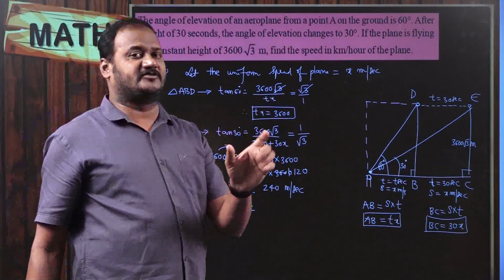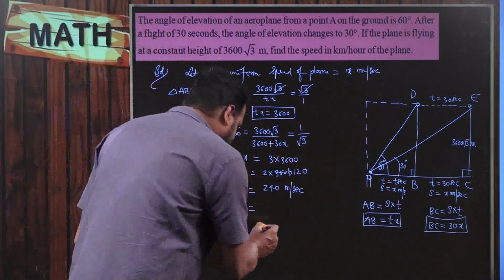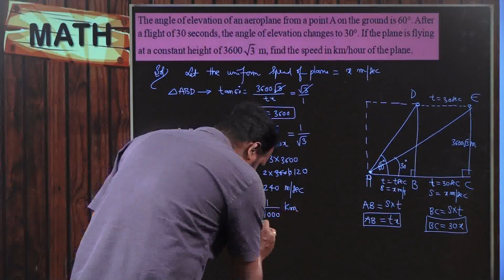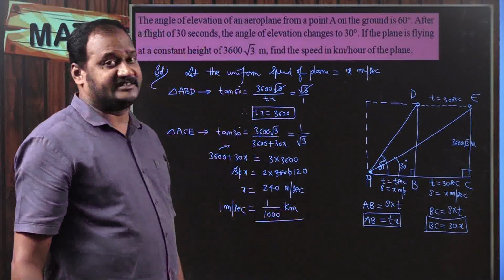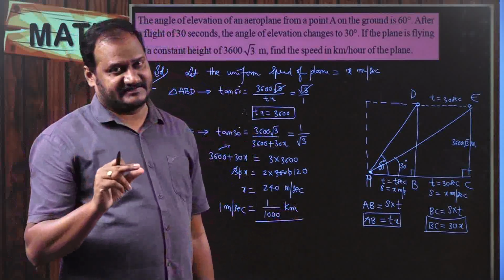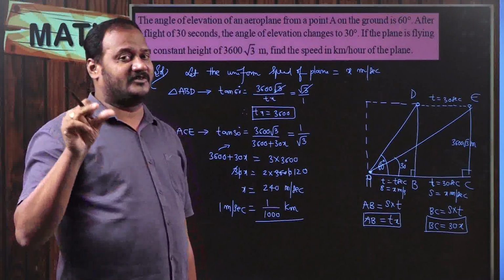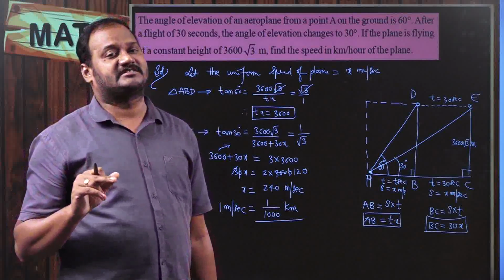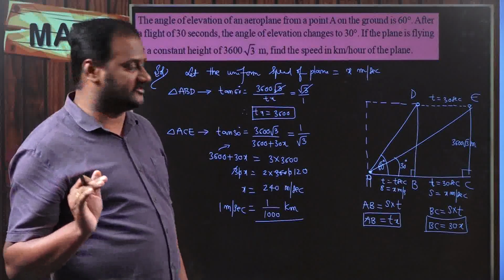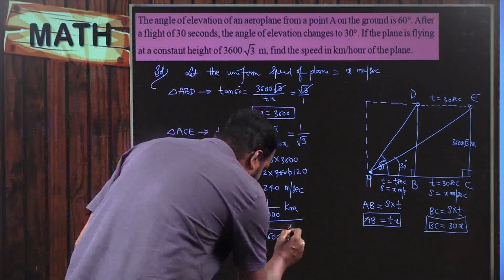1 kilometer is equal to 1000 meters. So 1 meter is equal to 1 by 1000 kilometers. So I am going to write 1 by 1000 kilometers divided by 1 second. 1 second is equal to how many hours? 1 minute is equal to 60 seconds, so 1 second is equal to 1 by 60 minutes. Again 1 minute is equal to how many hours? 1 by 60 hours. So 60 into 60 is equal to 3600. It would be 1 by 3600 hours.